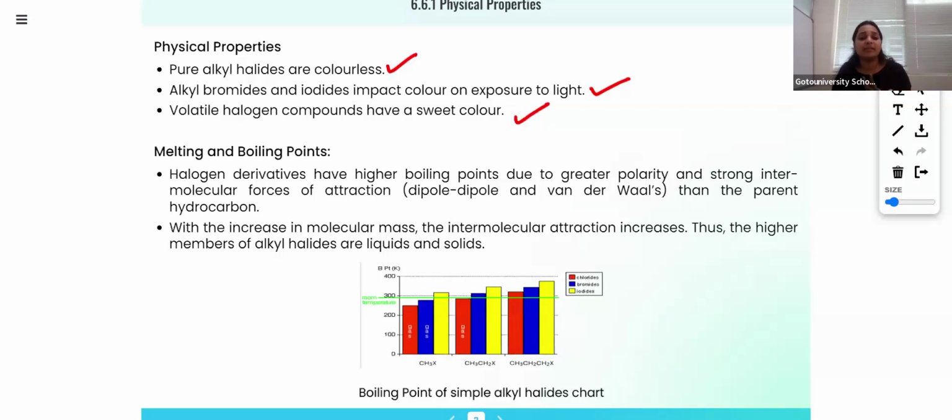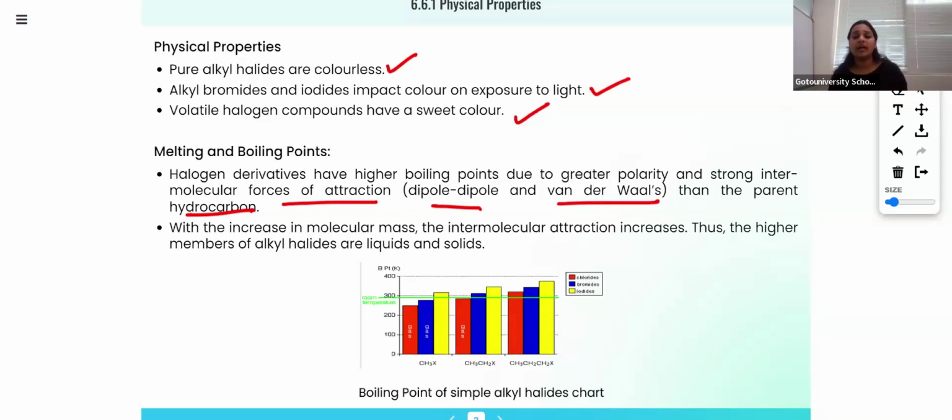Now we are moving to the melting and boiling point. Halogen derivatives have higher boiling points than the parent hydrocarbon due to greater polarity and strong intermolecular interactions, that is dipole-dipole and van der Waals. Between boiling and melting, we are breaking the forces between individual molecules. The interaction between individual molecules is called intermolecular interaction. They are dipole-dipole interaction, hydrogen bonding, and one more, van der Waals interaction.